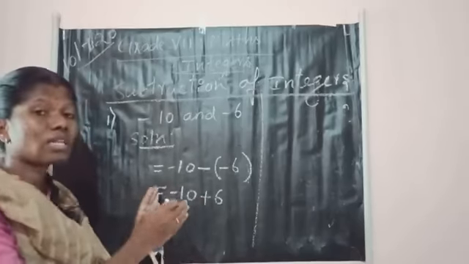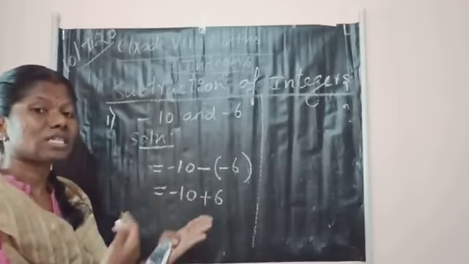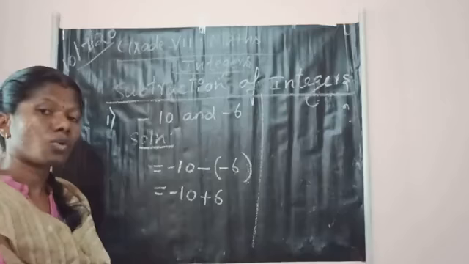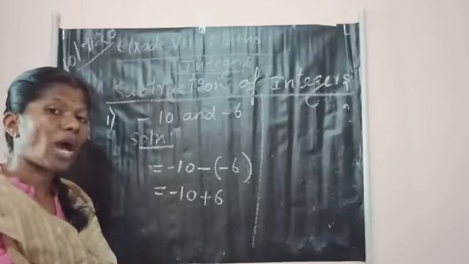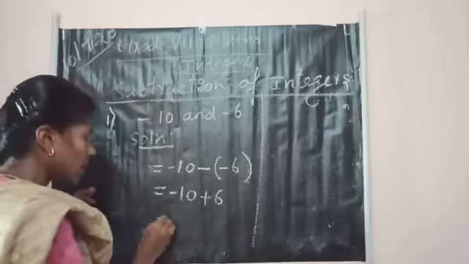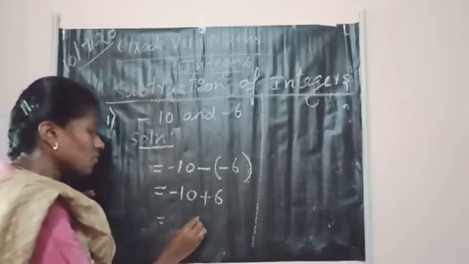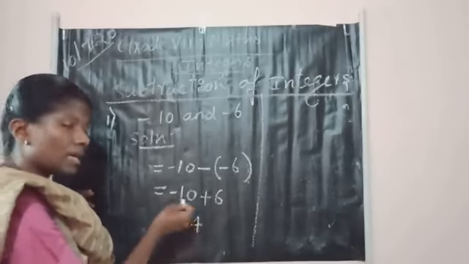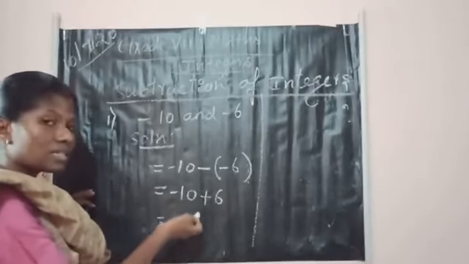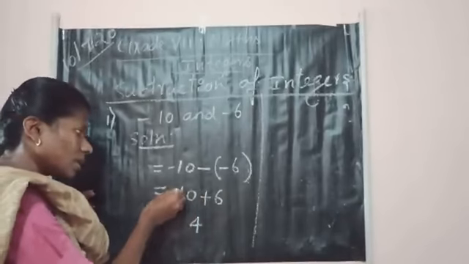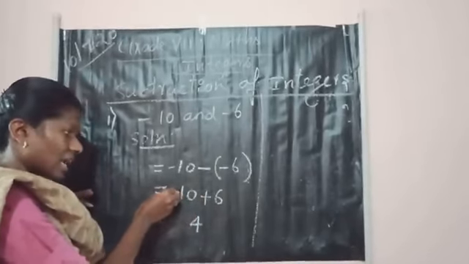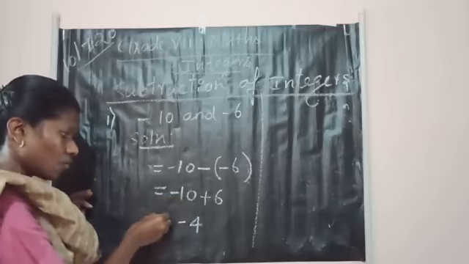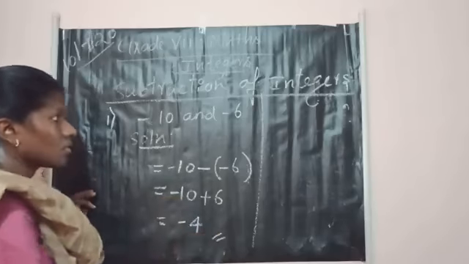Check whether the signs are different or the same. The signs are different. So if the signs are different, you have to subtract. Then subtract it. 10 minus 6, that is 4. And you have to apply the greatest number's sign. Which is greater in this? 10 is the greatest number. So I am applying its sign. What is its sign? Its sign is minus. So, 4 with minus. Therefore, the answer is minus 4.